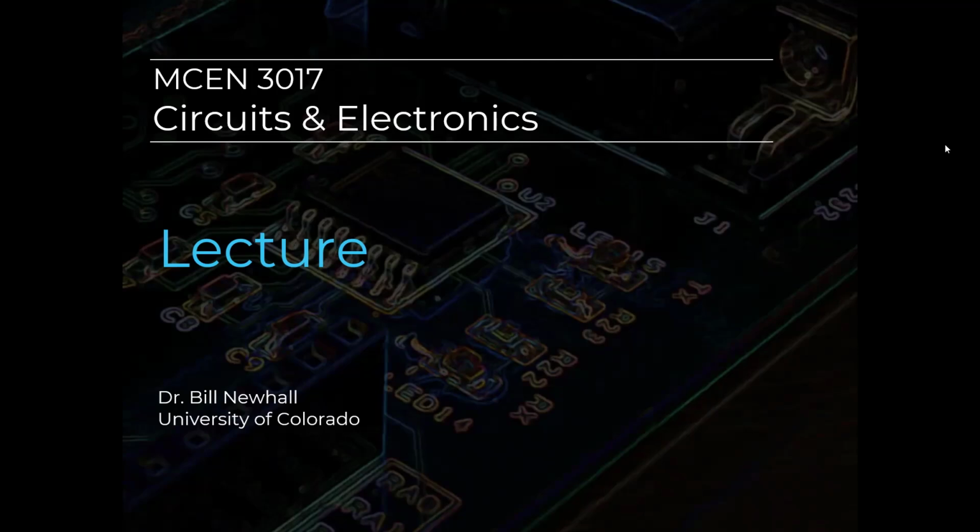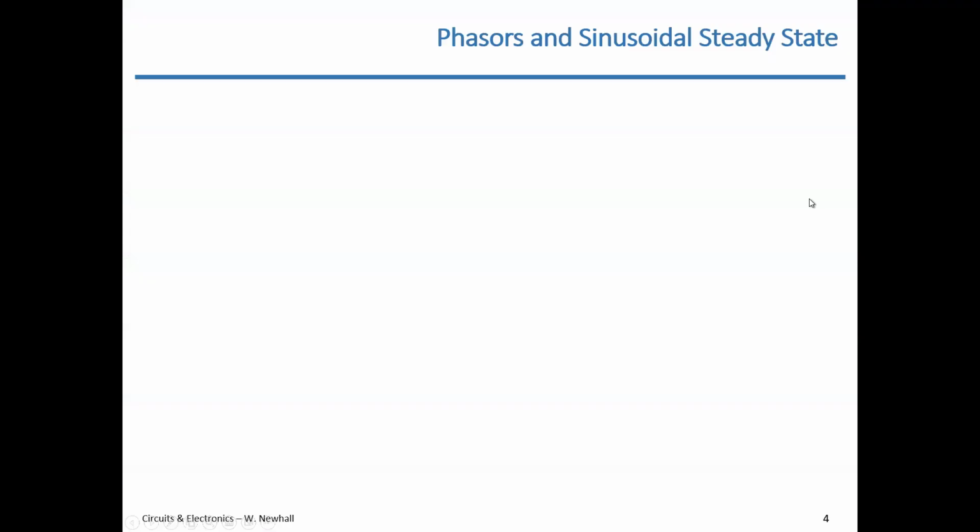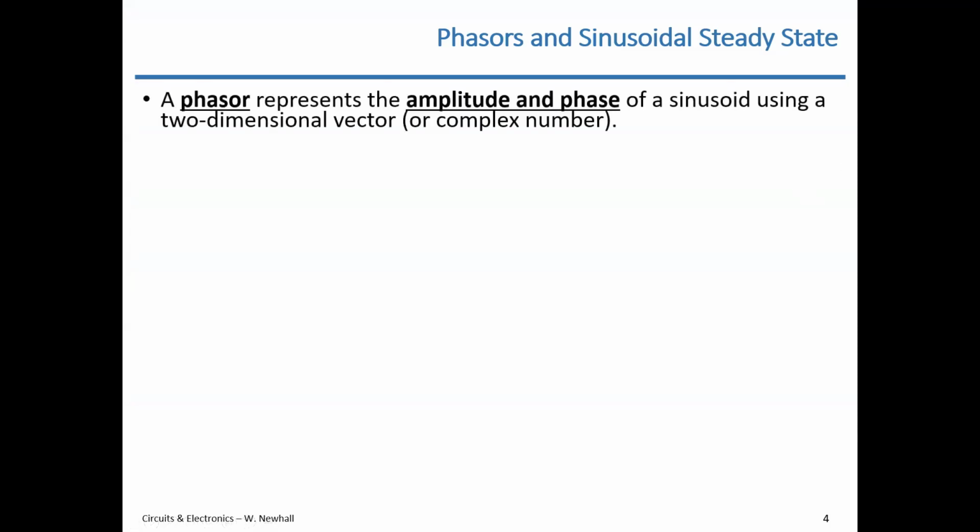So last time we finished up transient circuit analysis and we started talking about sinusoids and phasors. So we're going to continue talking about phasors and sinusoidal steady state analysis. And I started off just a little bit last time talking about what a phasor is. So a phasor represents the amplitude and the phase of a sinusoid. And it does this using a two-dimensional vector. We're going to use a complex number, as I'll show, to do that, and also define a phasor mathematically for you.